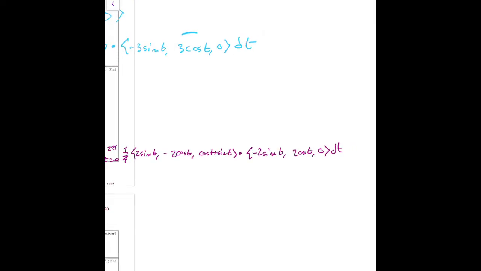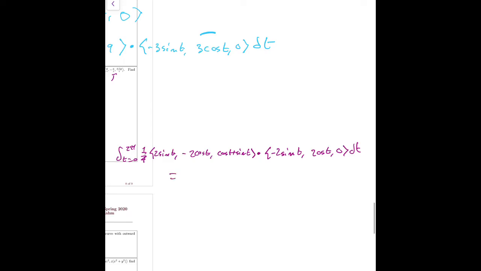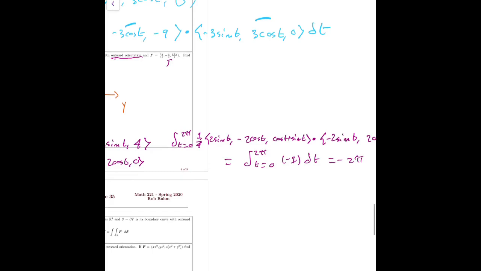But notice that we've got some good trig stuff to help us. So 2 sine t times minus 2 sine t, that's minus 4 sine squared, minus 2 cosine t times 2 cosine t, that's minus 4 cosine squared. So this is going to be equal to the integral t equals 0 to 2 pi, and then the 4 cancels with the 1/4, so this is minus 1 dt, or this is equal to minus 2 pi.